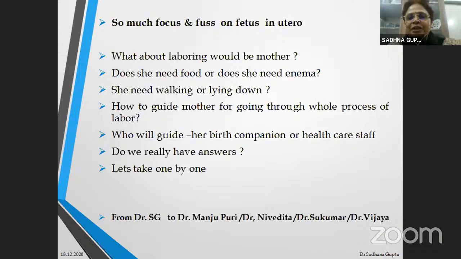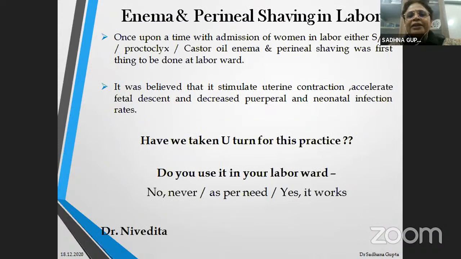So to Dr. Manju Puri, Nivedita, I am taking 4 questions for the 4 people. It is sort of rapid fire. How do you instruct? Do you use enema? Do you allow her to eat food? About the posture? So a quick review. It is not something very life threatening, but for Nivedita, are you still advocating or using enema and perineal shaving in labor?